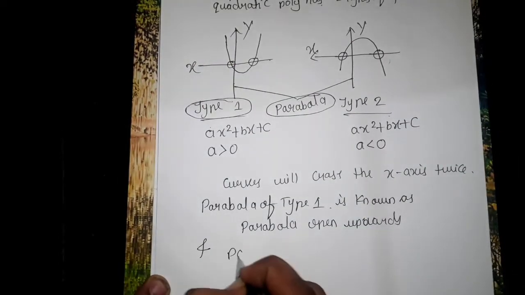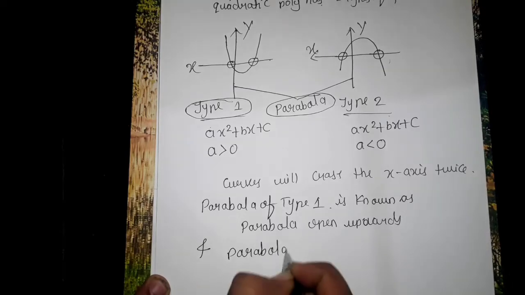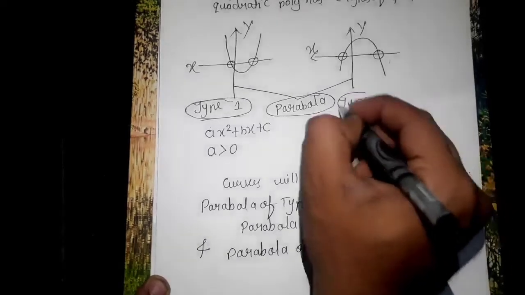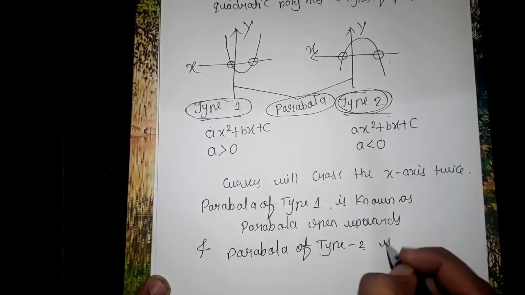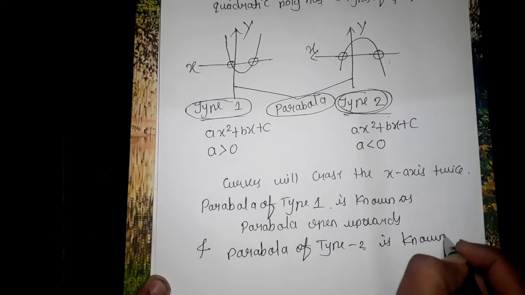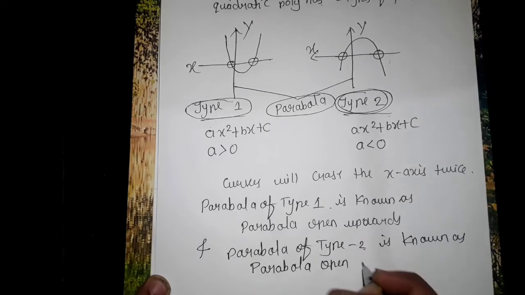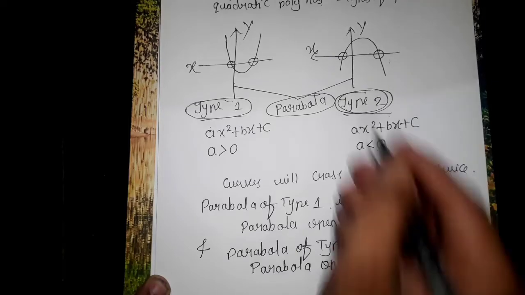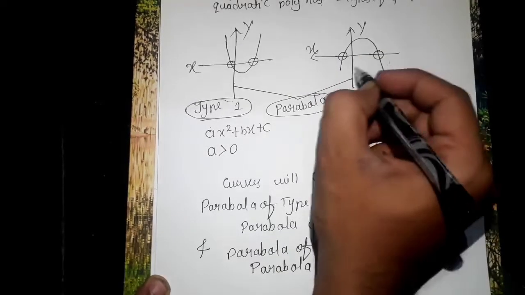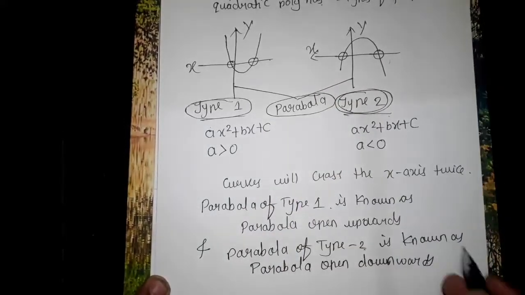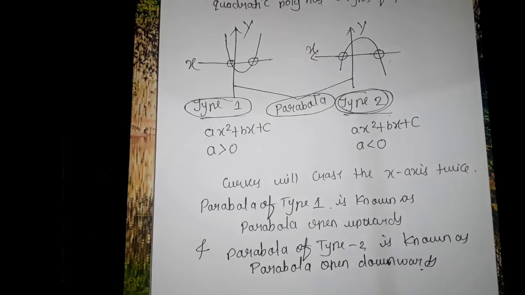And parabola of type 2, that is this one, is known as parabola open downwards. That is, this is the type 2 parabola, it is open in the downwards. Therefore, this type 2 is known as parabola open downwards.